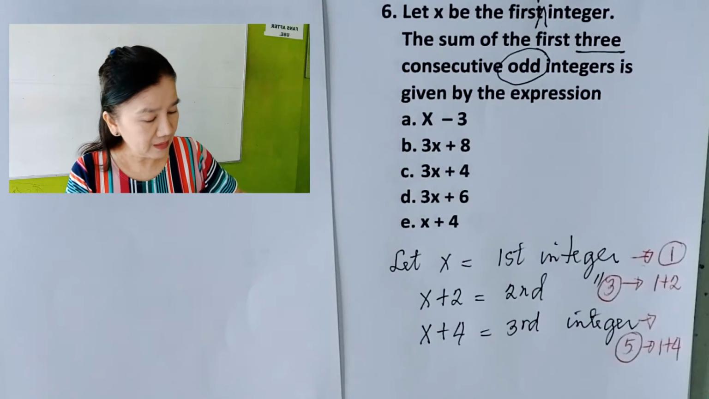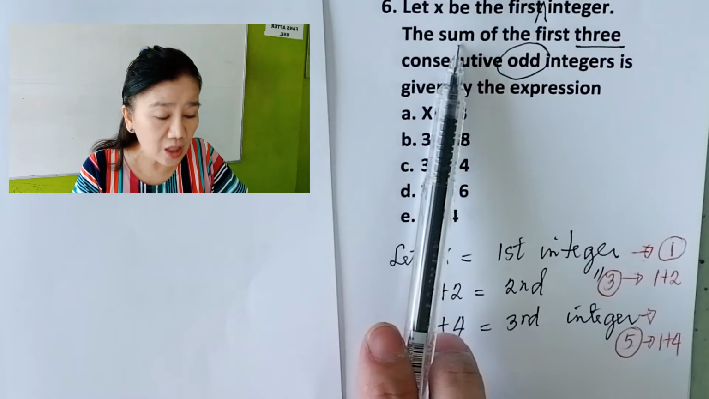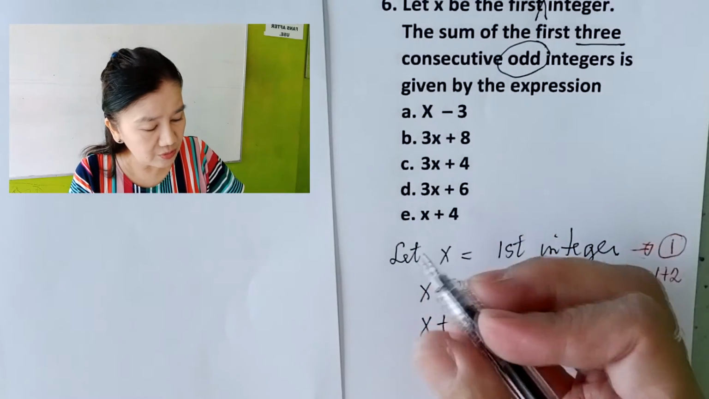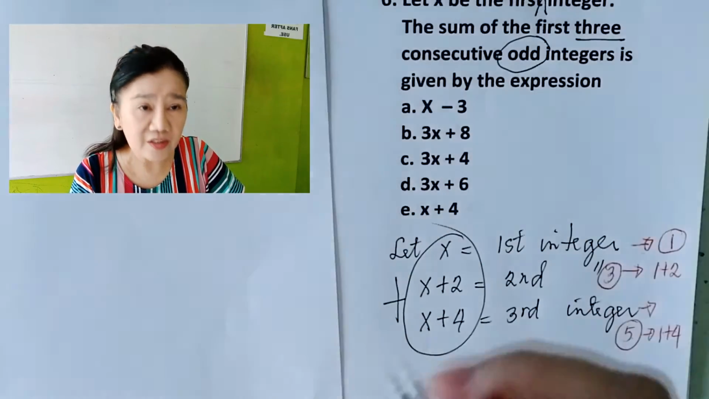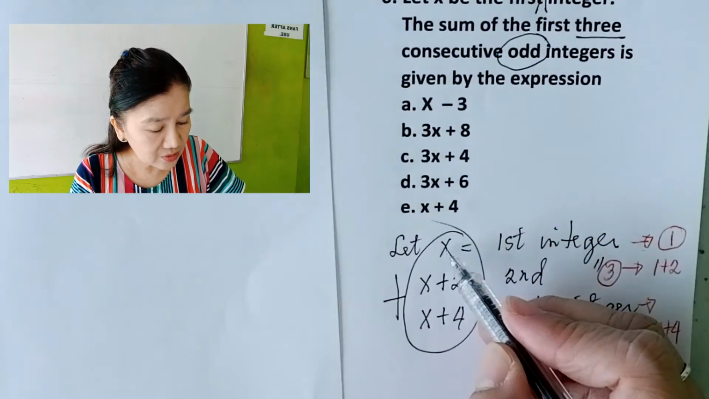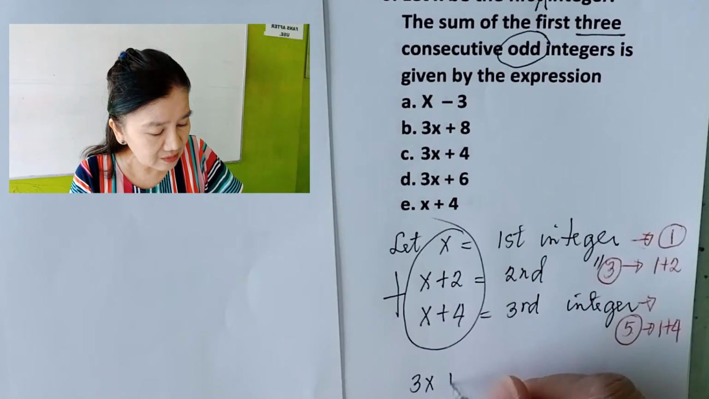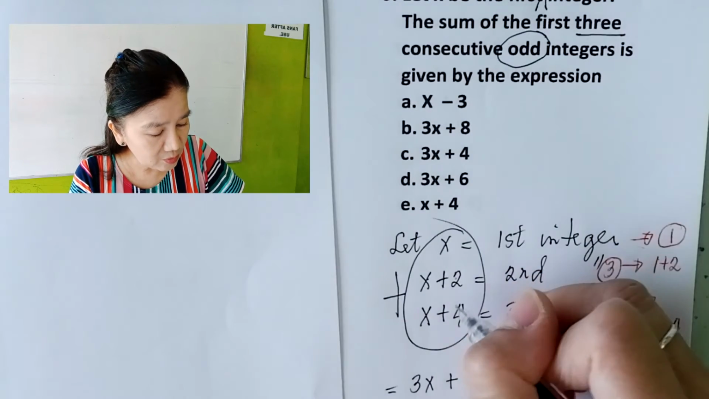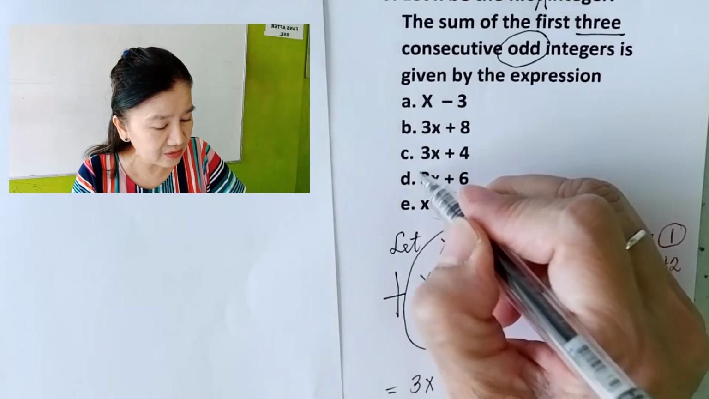Now, the problem is asking for the sum. So you will have to add these 3. You add all of them. So this is x plus x plus x. So you have 3x plus 2 plus 4, which is 6. So our correct answer is letter D.